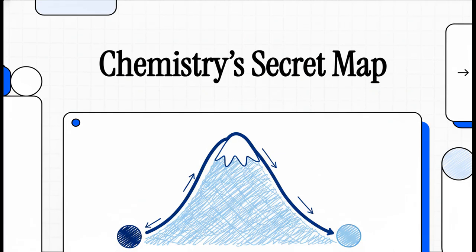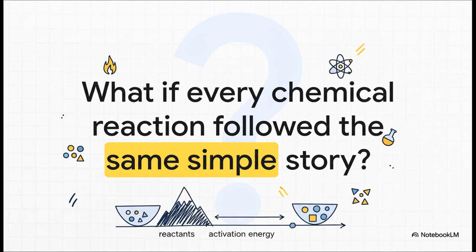So, you know how complicated chemical reactions can seem? Well, today we're going to decode them, because it turns out there's this kind of secret map that makes it all click. Seriously, just forget about memorizing all those endless rules and reagents and outcomes. What if, and just hear me out, what if every single reaction followed the same simple story? A framework that could explain why something happens and how fast it happens.